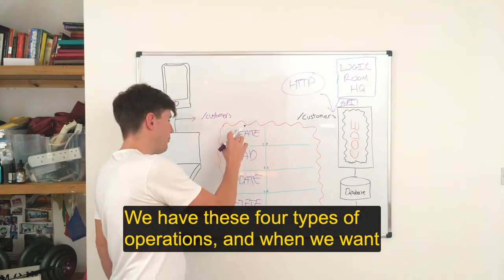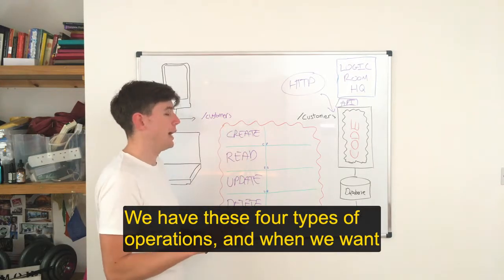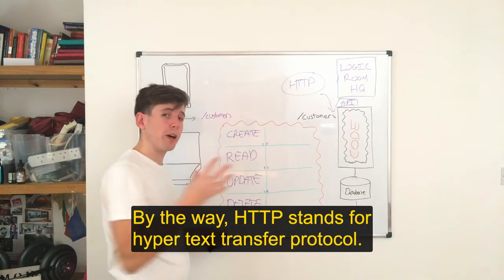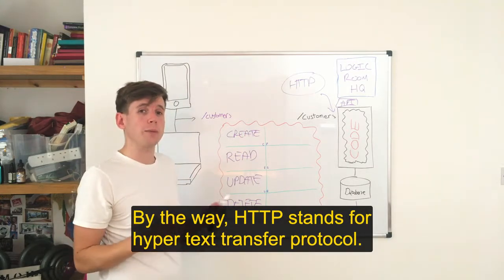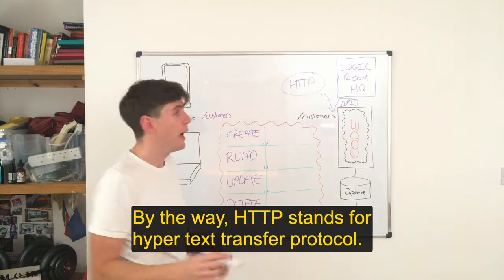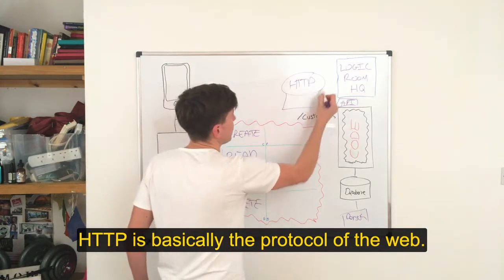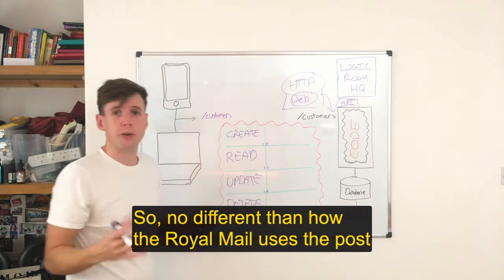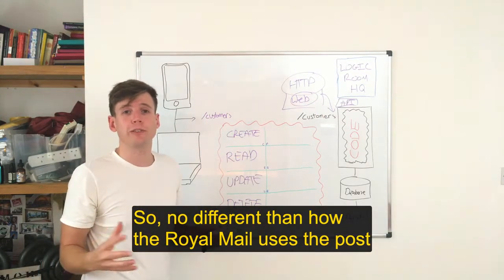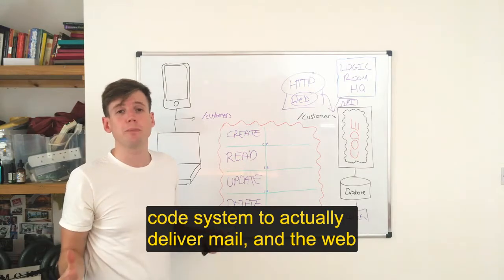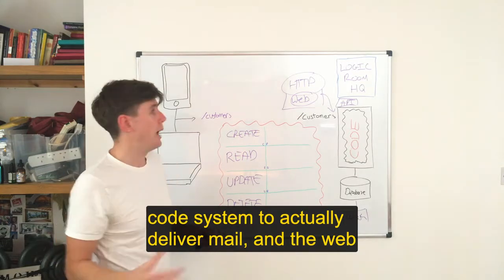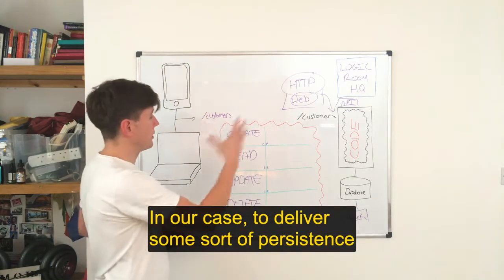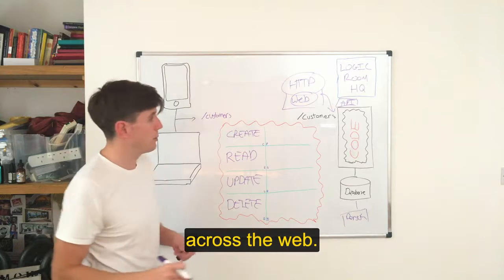And we have these four types of operations, and when we want to use a web API we introduce this concept of HTTP. By the way, HTTP stands for Hypertext Transfer Protocol, and HTTP is basically the protocol of the web. No different to how the Royal Mail uses the postcode system to deliver mail, the web uses HTTP to deliver messages, and in our case to deliver some sort of persistence across the web.